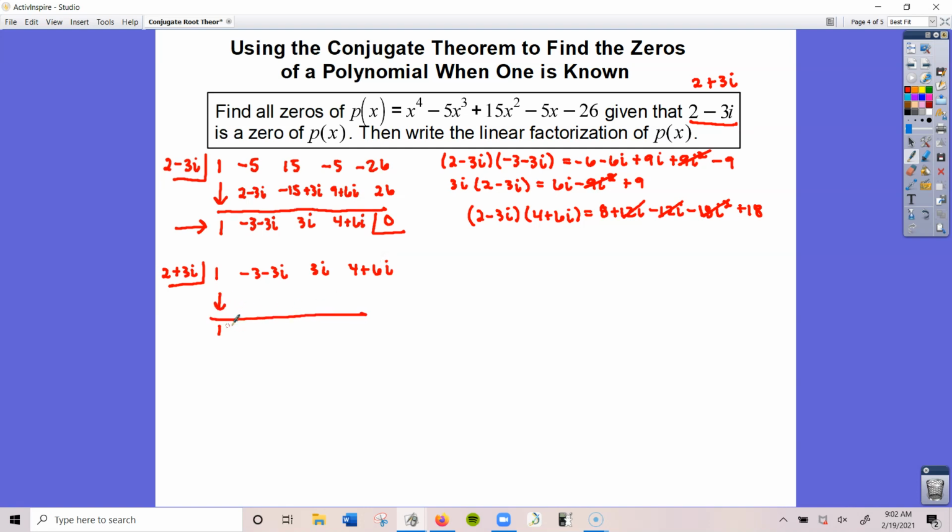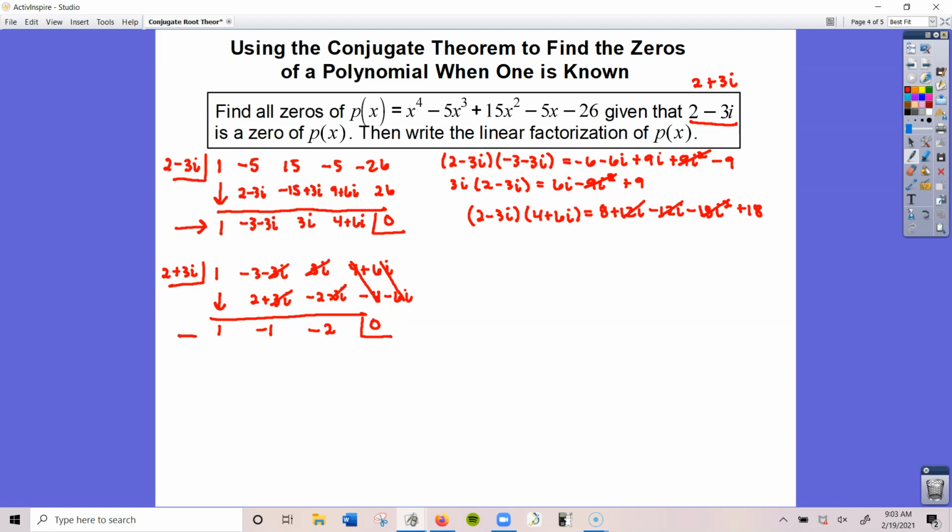Bring down the 1. 1 times 2 plus 3i is just 2 plus 3i. See, the 3i's here cancel. Negative 3 plus 2 is negative 1. Now we multiply negative 1 by 2 plus 3i, so negative 2 minus 3i. The 3i's here cancel out once more, and we're left with just negative 2. Negative 2 times 2 plus 3i is going to be negative 4 minus 6i. And see how everything cancels, and we end up with 0.